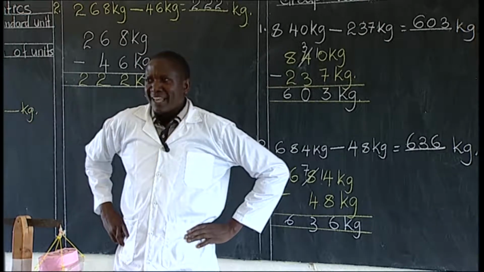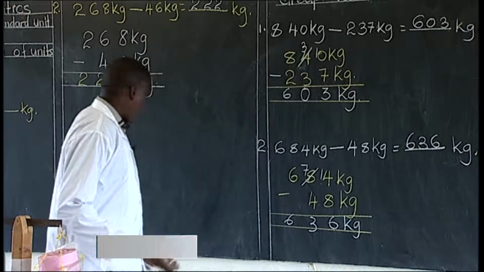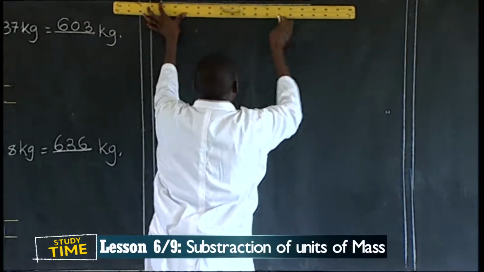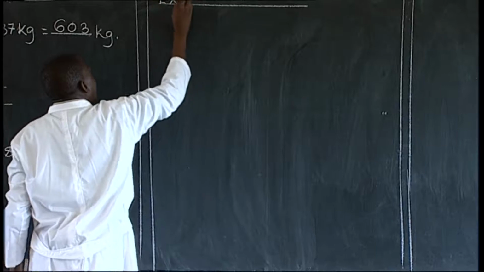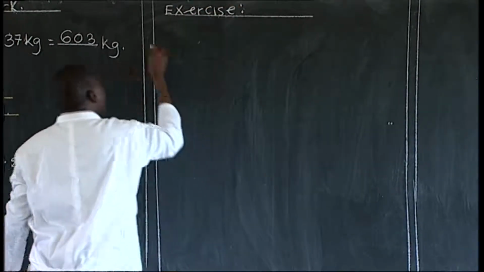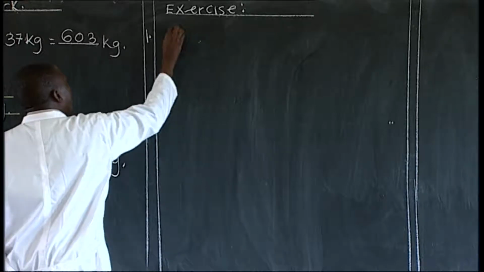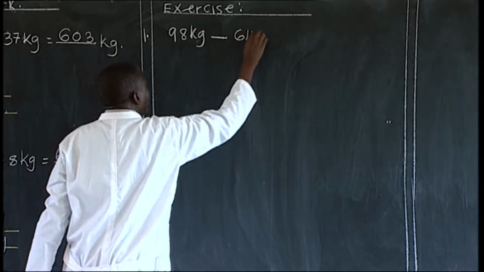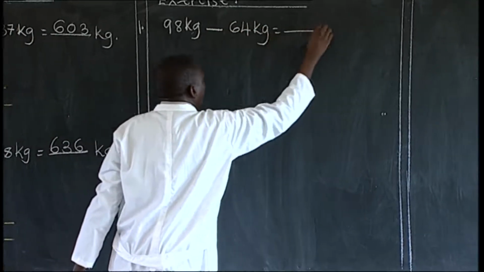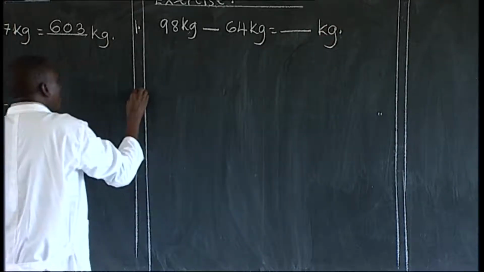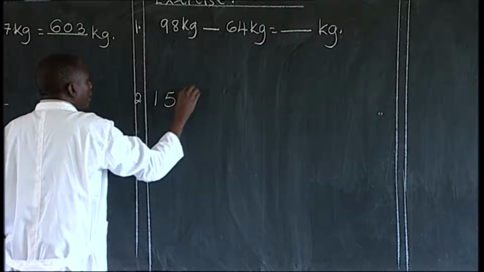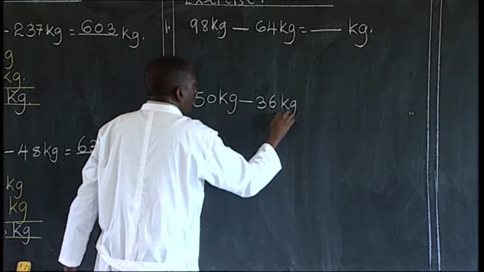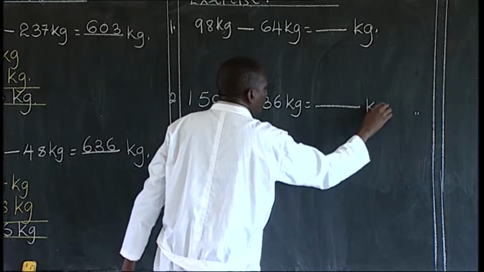Are you ready for an exercise? Good. Sit properly now. Pick your book and we do this work. This is number 1. This is now our exercise. Our exercise number 1 says 98 kilograms take away 64 kilograms. We shall get dash kilograms. Then number 2, 150 kilograms take away 36 kilograms equals dash kilograms.